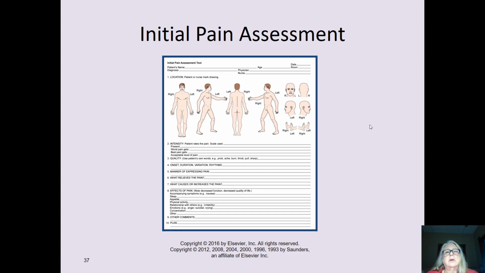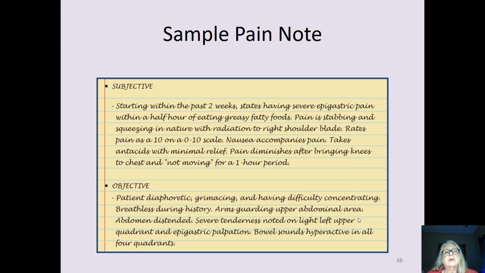Every facility that you work in will have a different sort of pain assessment. Here's just one example. And here's a sample pain note. I'm not going to stay with this for very long, but you can see that it includes everything that we've been just talking about, and you can read it at your leisure, and we'll probably go over it in class.